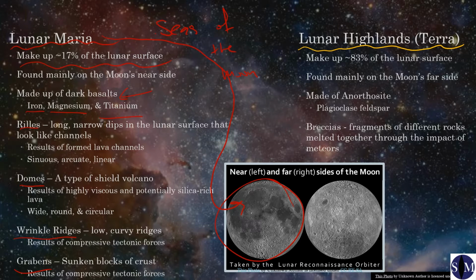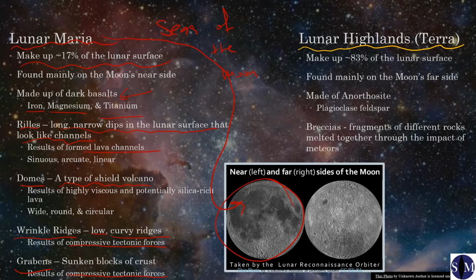Rilles are long, narrow dips in the lunar surface that look like channels. They are thought to have been formed by lava channels. Domes are a type of shield volcano that are typically seen on the moon. Wrinkle ridges are low, curvy ridges that are a result of compressive tectonic forces. Grabens are also formed as a result of tectonic forces. I'm going to discuss the moon's recent tectonic action and the resultant moonquakes in a future video, so stay tuned.